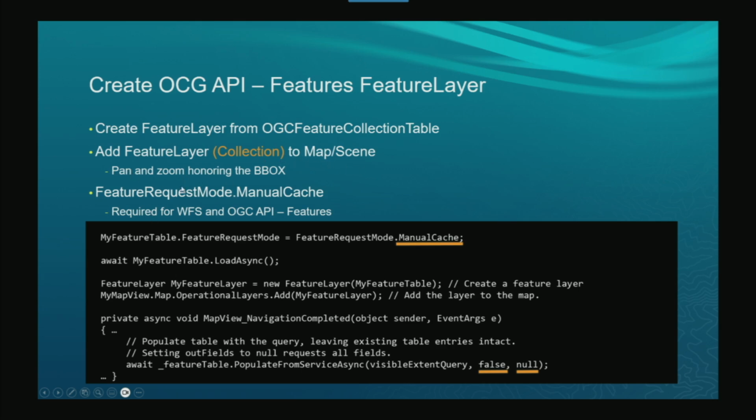In the example here, we're panning and zooming around the bounding box, and we're bringing in more data. Remember that we only support manual cache in this case. This populate from service, you call it from the map view navigation completed event. This is the visual extent. False means you want to keep on adding to the table when you bring features into your view. Null means bring me all the fields. If you want specific fields, you can populate that with name and, let's say, type or something.